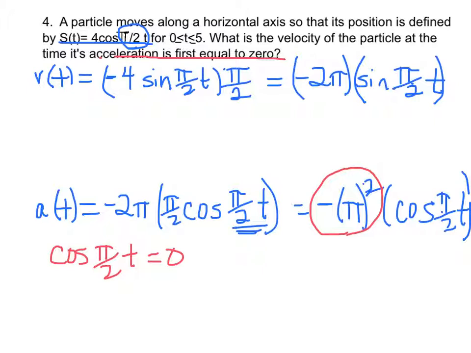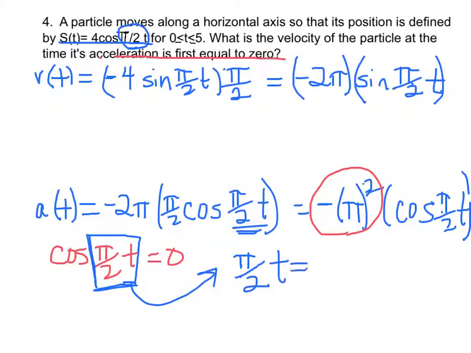So now let's think about this for a second. What value, what angle measure could we have here in this blue box that would make the cosine of that angle equal to 0? And hopefully you'll see that that would be 90 degrees, because the cosine of 90 is 0. So what we really want here then is we want this pi over 2t to equal 90 degrees. Now we're doing calculus here, so we're going to use the radian form. So then now look at that, and you should see that t has to equal 1.